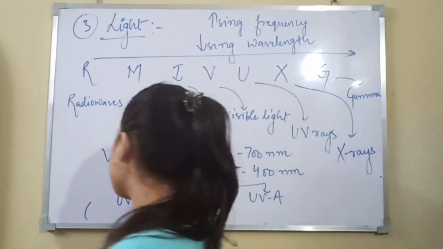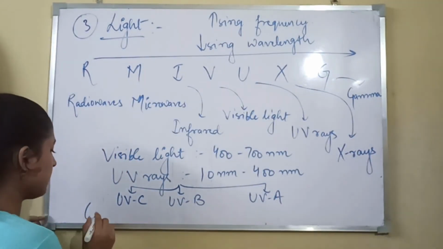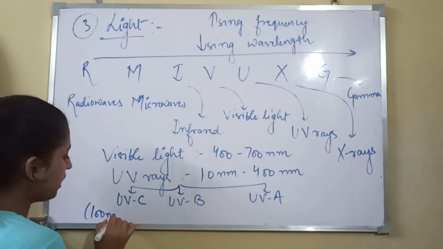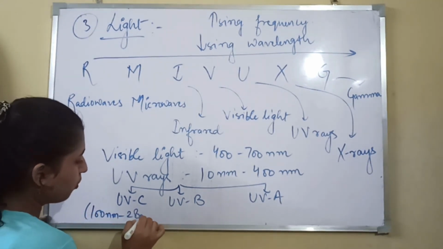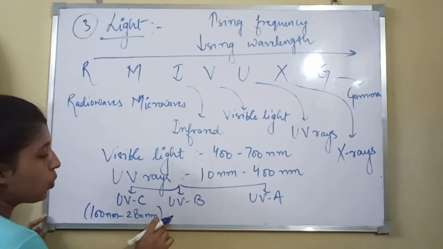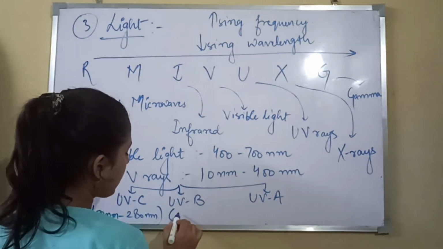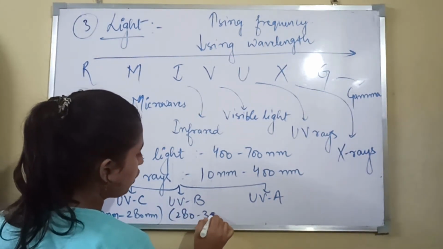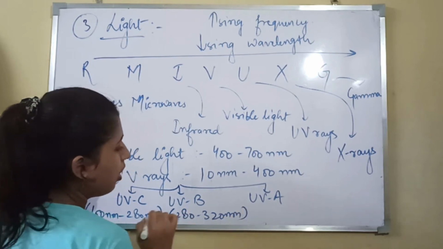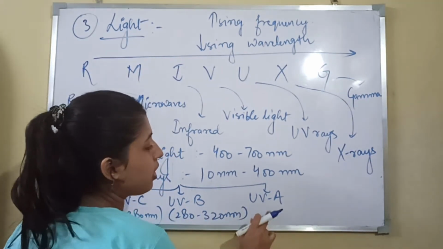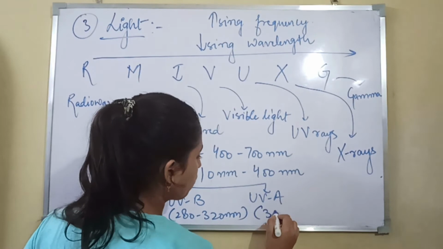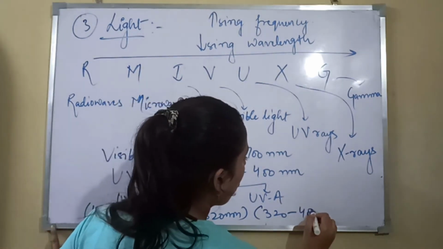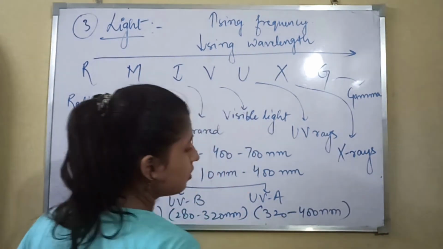ठीक है? तो सबसे लोएस्ट वेवलेंथ होती है UVC की, which lies between 100 nanometer to 280 nanometer. ठीक है? उससे ज्यादा होती है UVB की, which lies from 280 to 320 nanometer. एंड सबसे हाईएस्ट वेवलेंथ होती है UVA की, which lies from 320 to 400 nanometer.